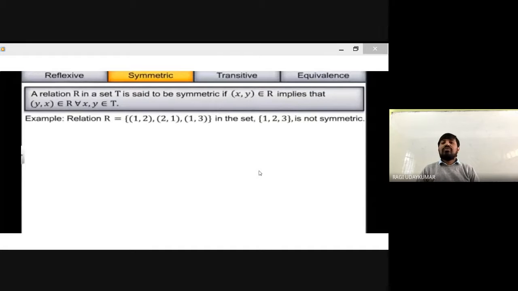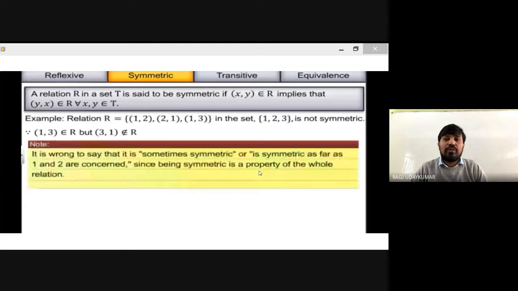Next, the transitive relation. Sorry, this is the symmetric relation. I will show you one example of a symmetric relation, and after that we'll go to the transitive relation.